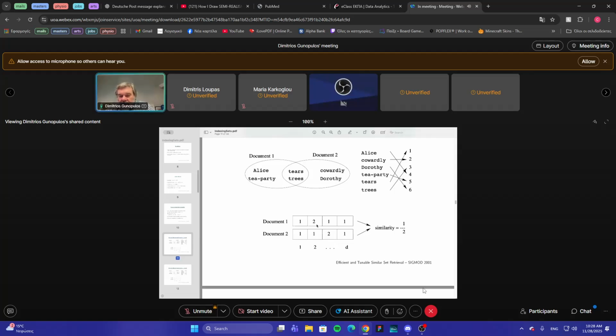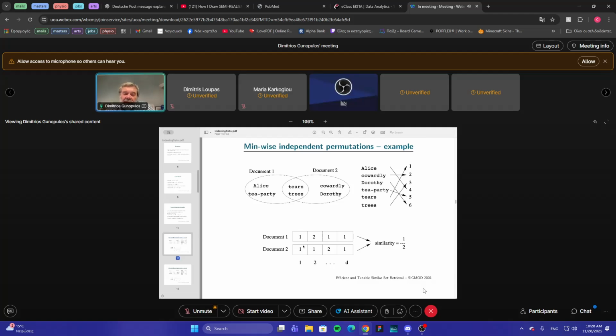So for example, to continue the example, if I run this 4 times, in the example that I gave you, I already had the 3, and then I did the 4th. This is my 4th random permutation. Tears would be the first word, and Cowardly the second, and Tris would be the third, Alice would be the fourth, Tea Party would be the fifth, and Dorothy would be the sixth. So in this random permutation, the first word is tears. The tears is here. So both documents would get 1 and 1.